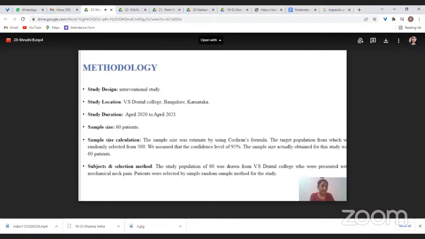The outcome measures used for this study were the range of motion, which is evaluated using a goniometer, to assess the pain, function, and cervical range of motion.